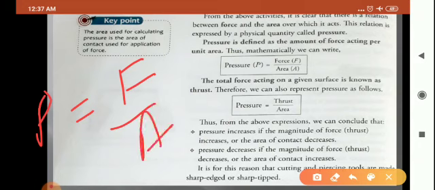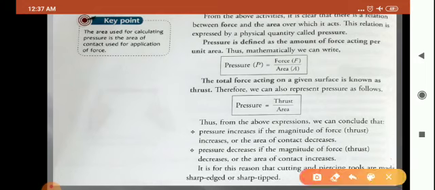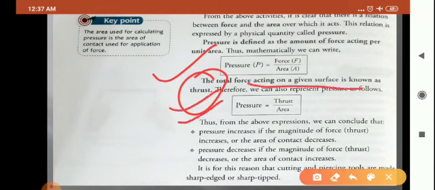Okay, now the next thing is the total force acting on a given surface is known as thrust. So what is thrust, children? Thrust is the total force acting on a given surface, means that thrust is also a kind of force. Okay, thrust is nothing but a special kind of force. And what is this force? This is the total force acting on the given surface, known as thrust.